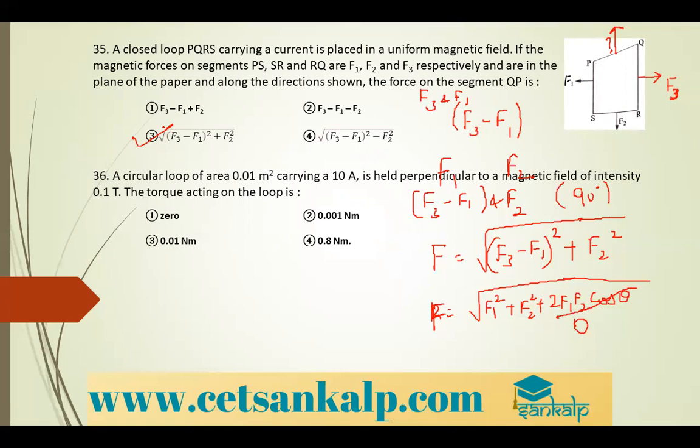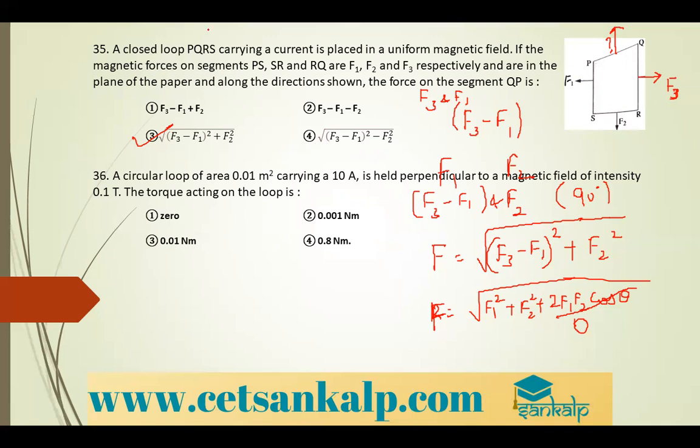So observe, there is a closed loop PQRS carrying a current placed in a uniform magnetic field. If the magnetic forces on the segments PS, SR and RQ are F1, F2 and F3 respectively, and are in the plane of paper and along the directions shown, now they are asking what is the force on QR.